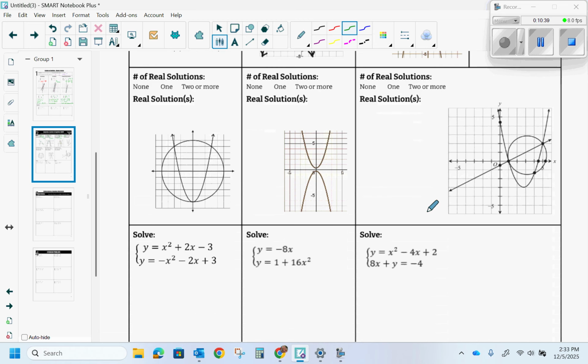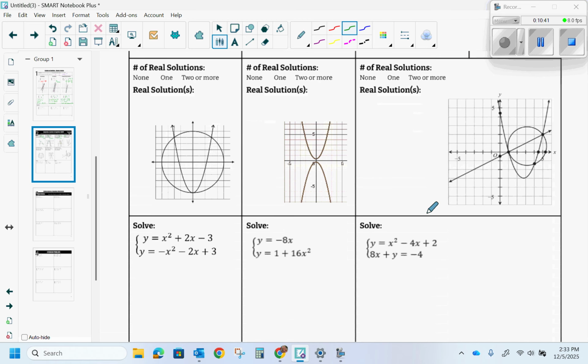Now here we have a circle, which of course is not a quadratic, but you can see there are 3 solutions here. What do we got? (-3, 4), I think, (3, 4), and (0, -5). This one has none.